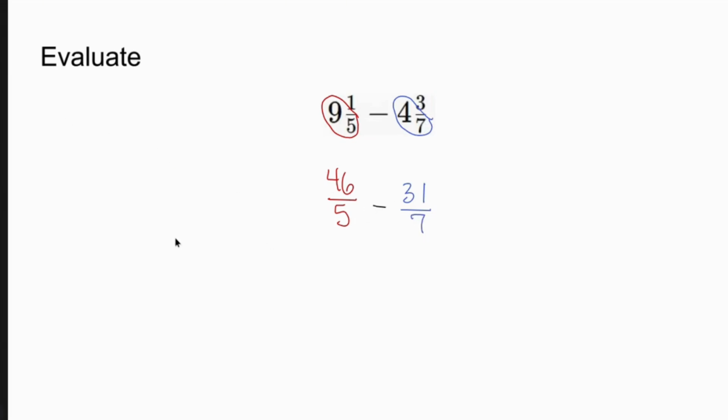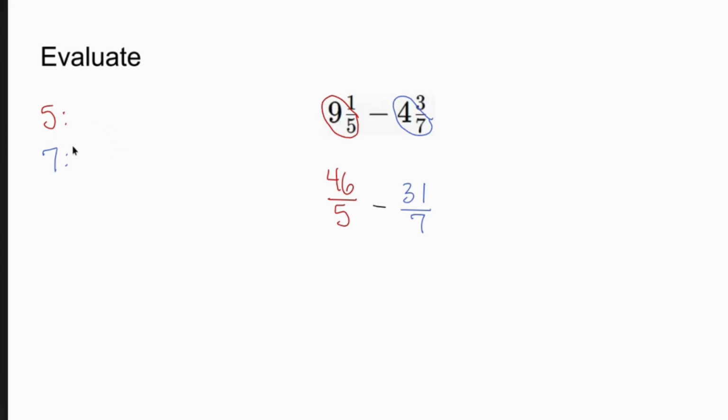Now, you can't subtract fractions unless you have the same denominator. These denominators are not the same. So if you're not sure how to find the least common denominator, you take your denominators, both 5 and 7, and write down a bunch of multiples until you come up with the same exact number twice.